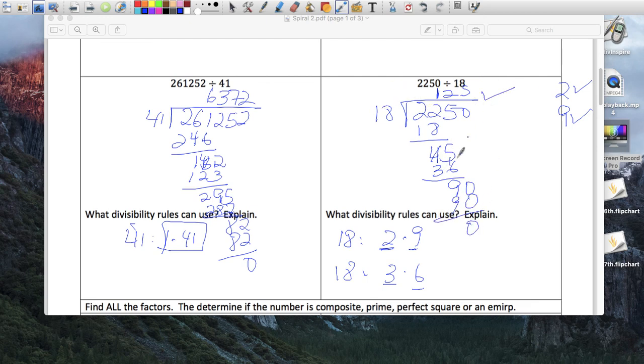This worked out nicely. So I knew the number was going to be divisible by 18 because we used the divisibility rule for 2 and 9, and both of them work, so it would work for 18. If you did the same thing for 3 and 6, it would also give you the same answer.